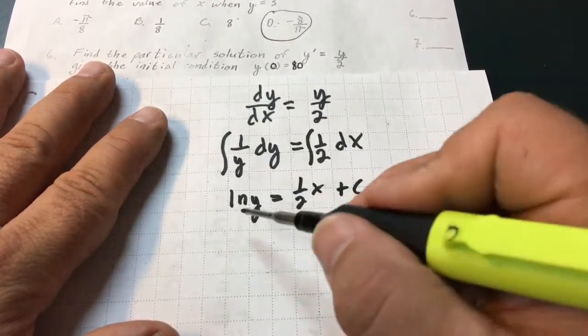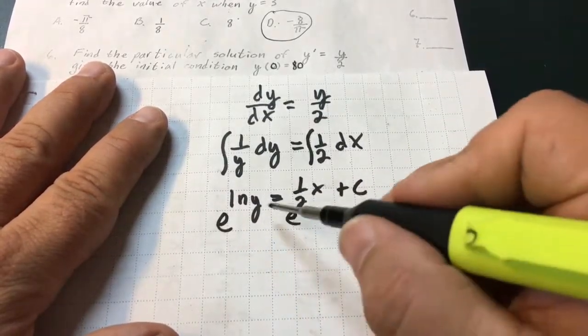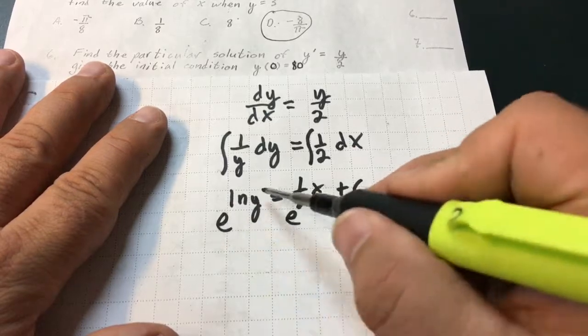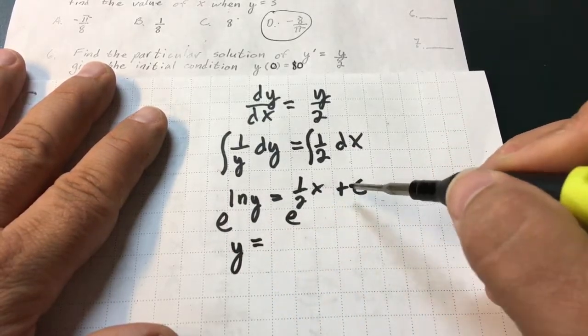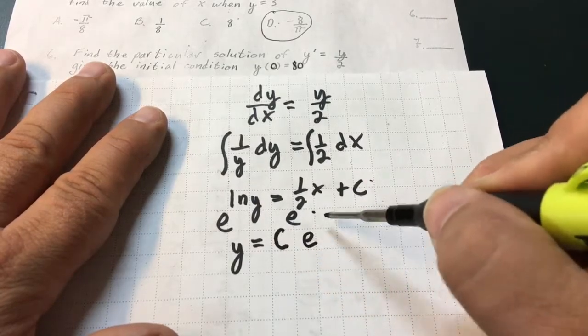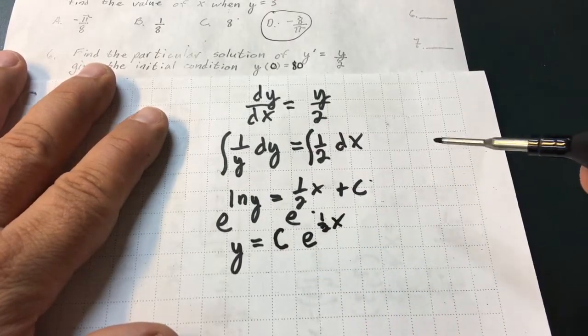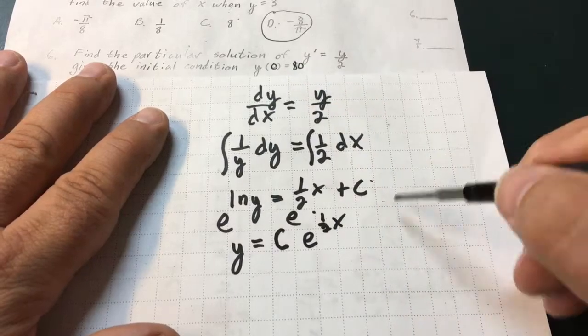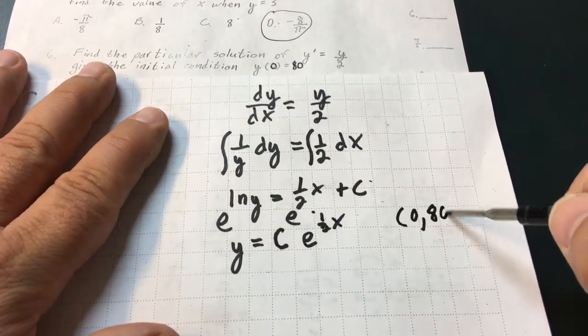Now to get rid of the ln, I base e both sides. And recall, when I do this with the right side, it's going to give me a nice c out front, but the left is just going to simplify to y. E to 1 half x plus c is equal to e to 1 half x times e to c, which is just c e to 1 half x. Now it gives me an initial condition where x is 0 and y is 80. So the initial condition is 0, 80, and I can use this to solve for c.